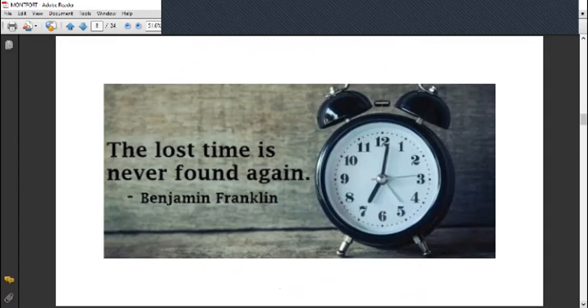Okay, so we need time management because once the time is lost, it is never going to come back again. There is a quotation given by Benjamin Franklin: the lost time is never found again. It's very true. Once the time is lost, we cannot bring it back. If we think we can bring 2021 once again in our life, we can't, because the time is gone.